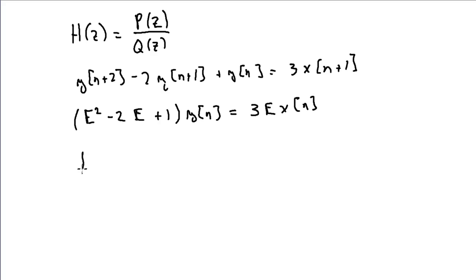So we can go directly from the difference equation to the transfer function. It would be just 3z. I replace e everywhere by z, and then my denominator polynomial becomes z squared minus 2z plus 1. So with a little practice, it's relatively easy to go directly from the difference equation to the transfer function. And again, this will be quite important to us later in the course when we start doing system analysis via the z-transform method.